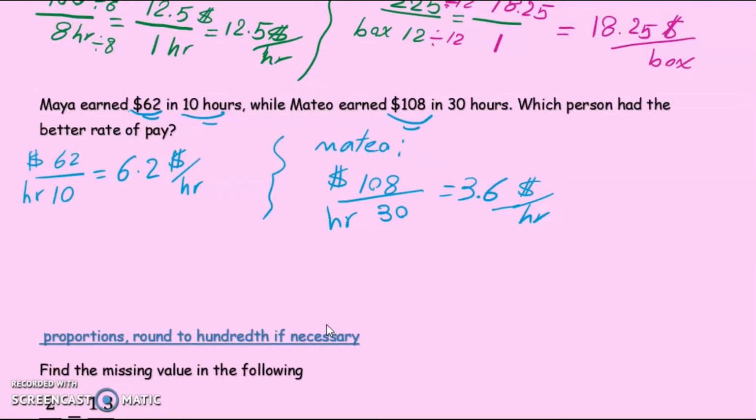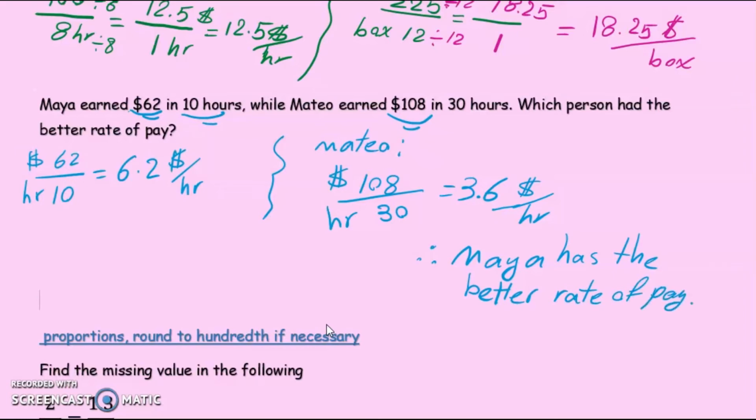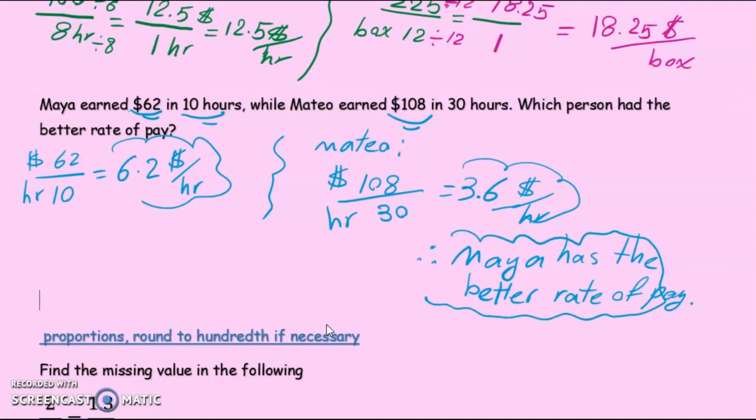So therefore, that one would be Maya. So therefore, Maya has the better rate of pay. Okay. This is the communication part, the conclusion.